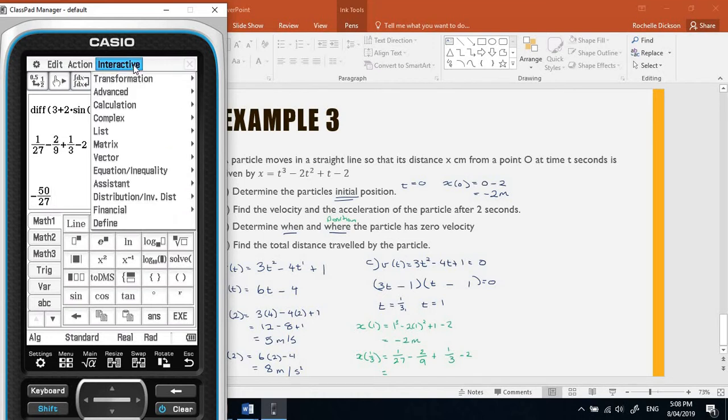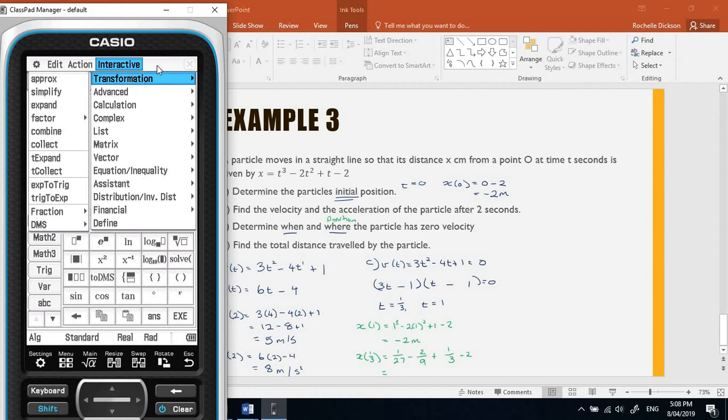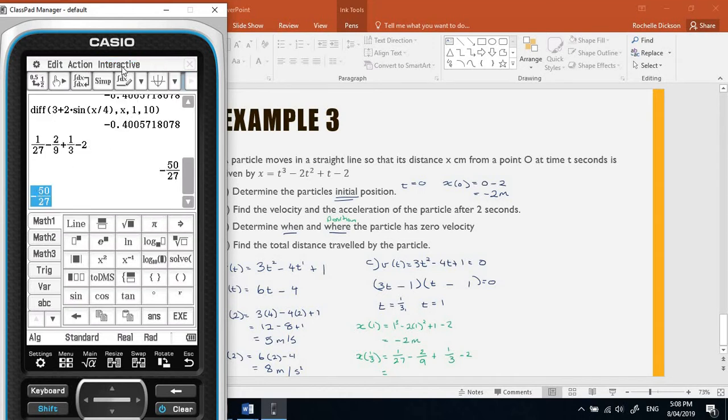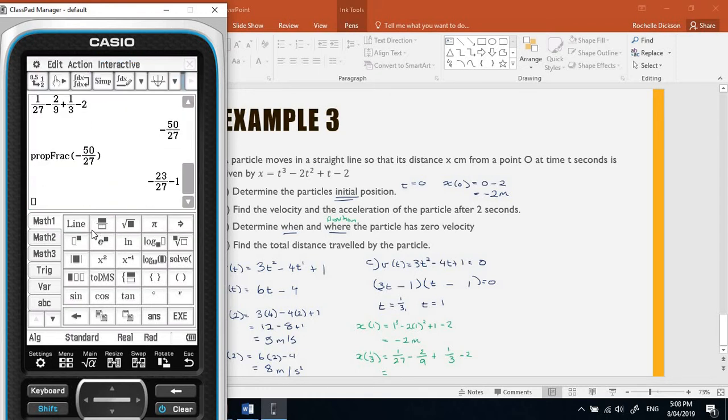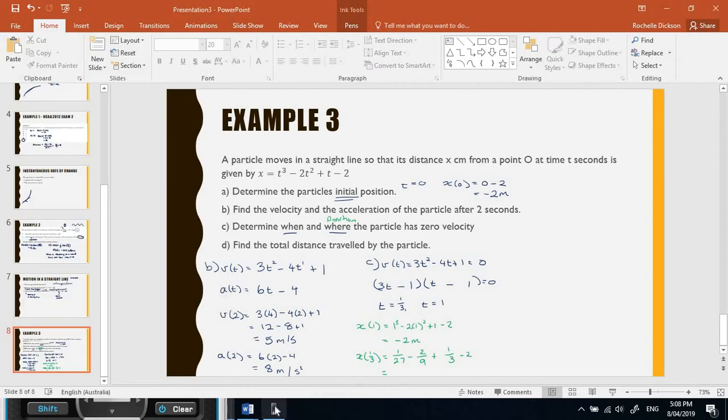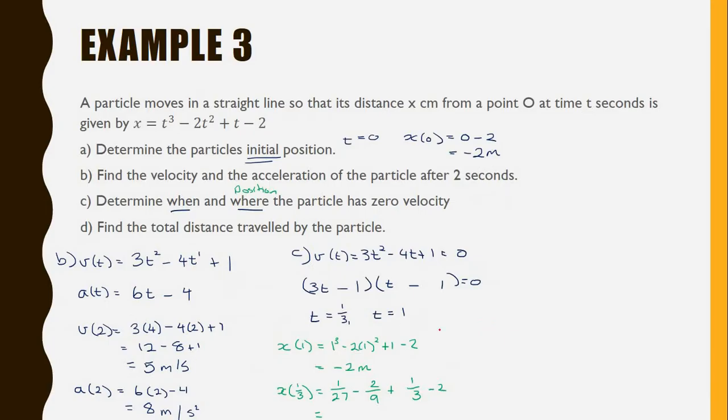If we wanted to, now can we change this? Yes, we can. Okay, let's highlight this and say interactive transformation fraction to proper fraction. So it's the same as negative 1 and 23 over 27, which is not a fun number, but one that we're going to need to use for what we're doing here. So negative 1 and 23 over 27 is how it is as a mixed number. So let's go back in and write this down as our answer. So we've got here negative 1 and 23 over 27.